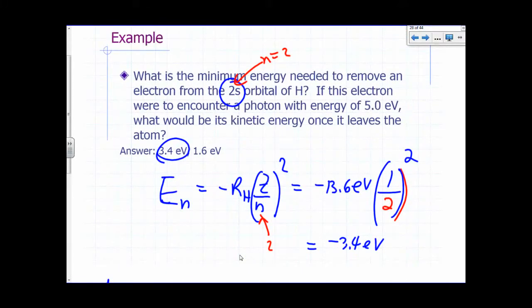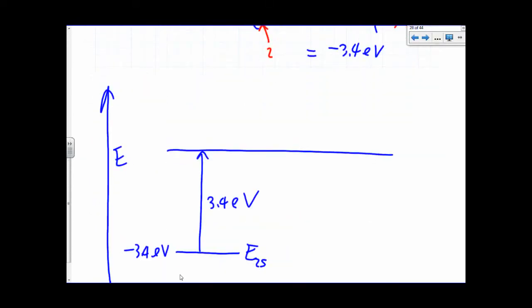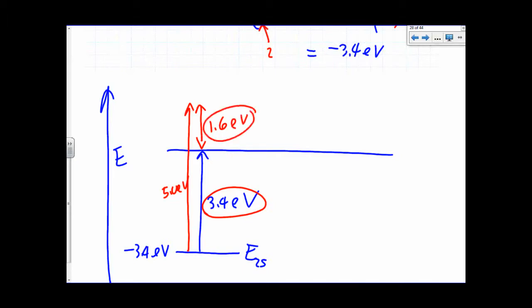And a follow-up to this question is, if this electron were to encounter a photon that has an energy of 5 electron volts, what would be its kinetic energy once it leaves the atom? Well, it's going to absorb 5 electron volts. 3.4 electron volts is the ticket out of the atom. Whatever excess you have left, what's the difference between 5 and 3.4? It's 1.6 electron volts. That becomes the kinetic energy of the electron as it leaves the atom.